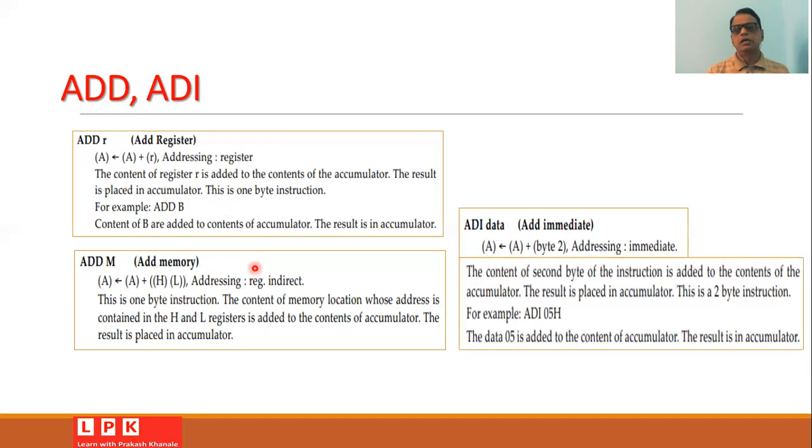Another instruction that is also used for addition is add immediate, where the data itself is given in the instruction. So the content of the second byte of the instruction is being added into the content of the accumulator, and the result is also placed in the accumulator. So this is a 2-byte instruction. For example, when we write the instruction ADI 05H, that is the hexadecimal number 05 is to be added into the content of the accumulator, and the result itself is stored in the accumulator. So all these instructions are useful as far as the addition operation is concerned.